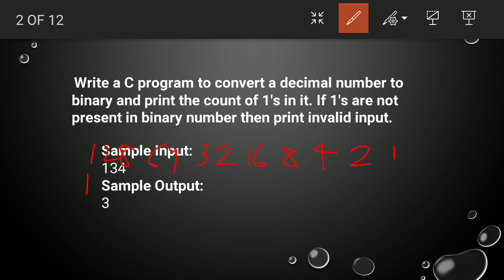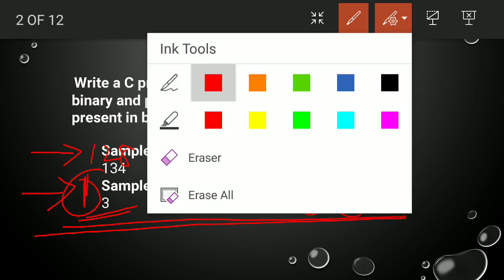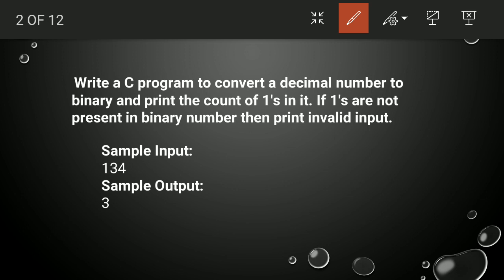So we take 128 as a 1, 64 with 0, 0, 0, 0. 128 plus 4 will be 132, 132 plus 2 will be 134, and 0. So this is the binary number for 134 as a decimal number. In this way we convert it to a binary number. In this binary number we need to count the number of ones present, that is 1, 2, 3. So our output is 3 in this case. You got my point.